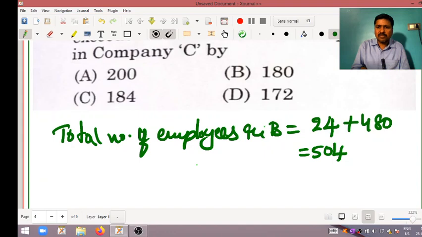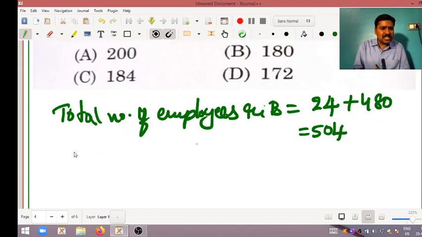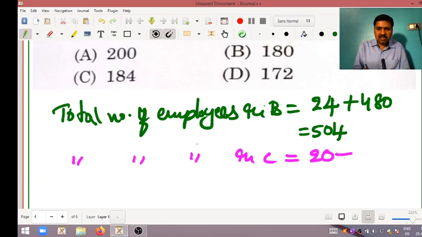Similarly, total number of employees in company C also we want to find. Total number of employees in company C is equal to 20 officers plus 300 workers. So that is equal to 320.